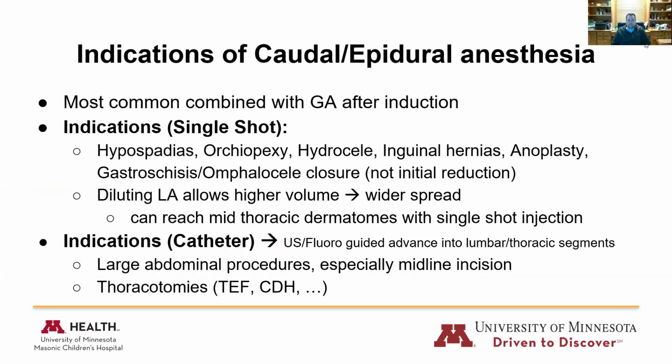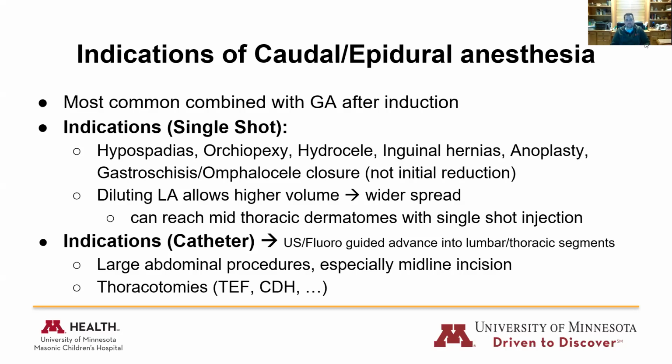When do we use caudal and epidural anesthesia? It is most commonly combined with general anesthesia after induction, and single shots can be used for most procedures in the lower abdomen or pelvic area: hypospadias, orchiopexy, hydrocele, and so on. As mentioned before, it matters not only how many milligrams of the medication you give, it also matters how diluted that medication is. On the one hand, you might have a less dense block if you dilute it more, but giving diluted local anesthetics allows you to use higher volume, and therefore the spread of the local anesthetic within the epidural space is much higher. You can have a far higher spread and therefore a much bigger analgesia area.